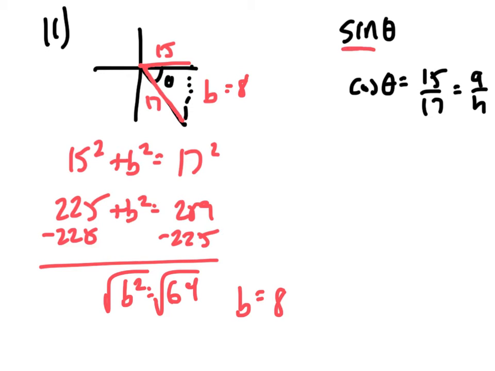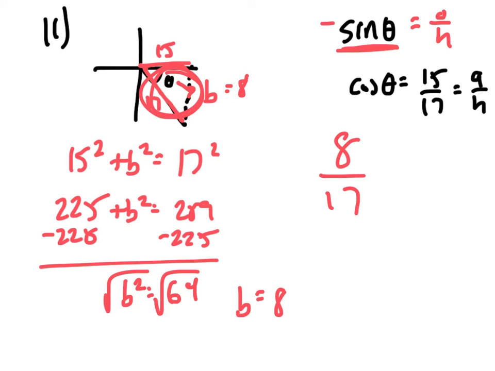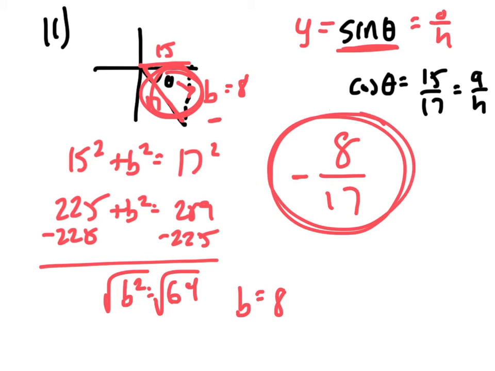Now I want to find sine of theta. Sine of theta, remember, is the opposite over the hypotenuse. So now my opposite side is 8 over 17. The last thing I need to think about is that in this 4th quadrant, sine, which is the same thing as y, is negative. So that means that this has to be a negative 8 over 17. And that's going to be my answer for sine of theta.